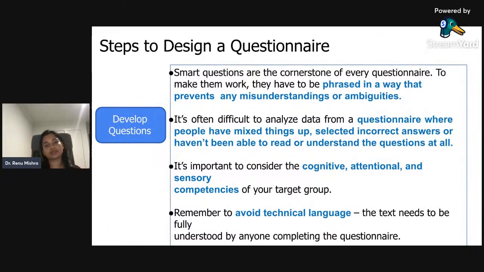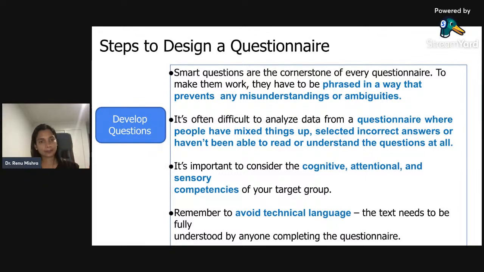Now, the next step is to develop the questions. Here, as I told you, your questionnaire in general should be like a story. You are engaging your respondents in something which bounds them to answer. So you should phrase the questions so that each question is very clear.